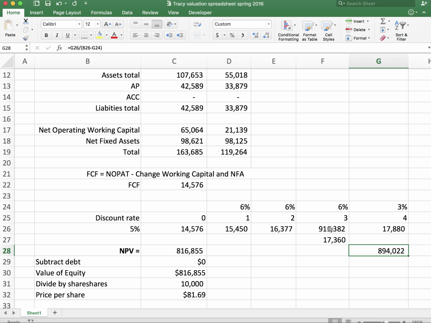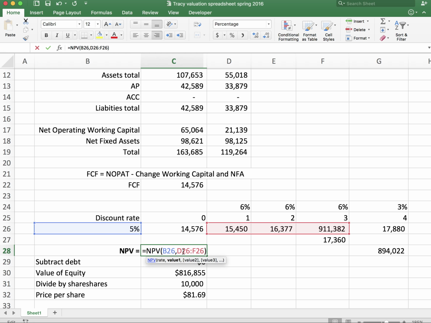So I've taken 911 here, is the 894 plus the 17,360, which both occur at the end of year 3, beginning of year 4. So we just add them together. So we have 3 years here, 15,450, 16,337, and 911 million, and we discount those back at our discount rate, and we find that it's 816.